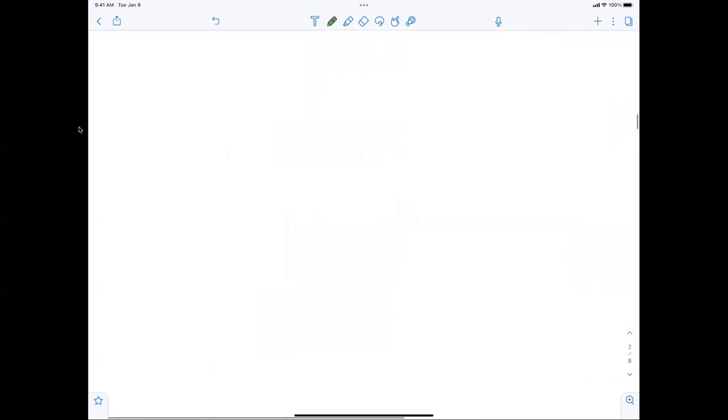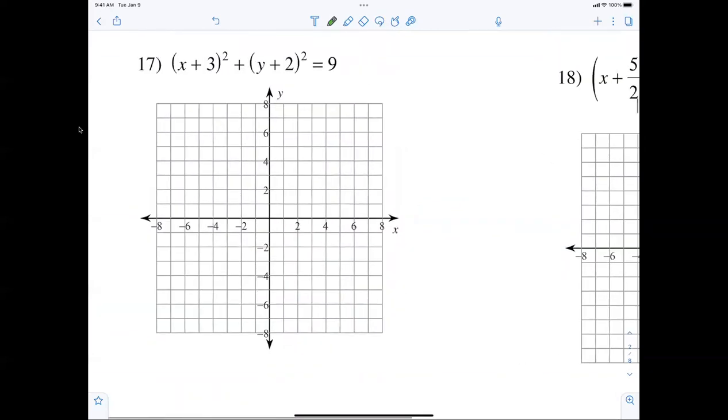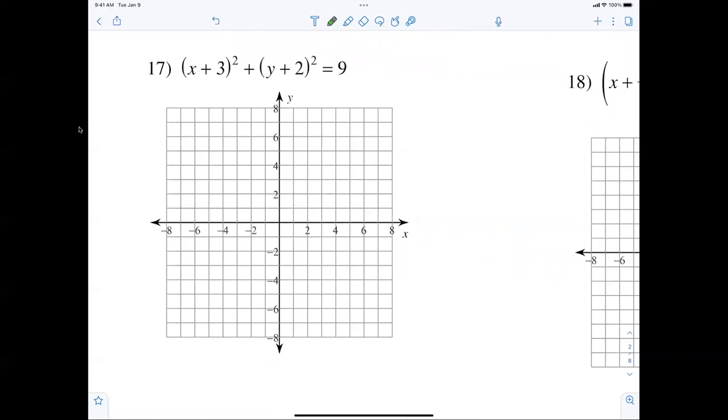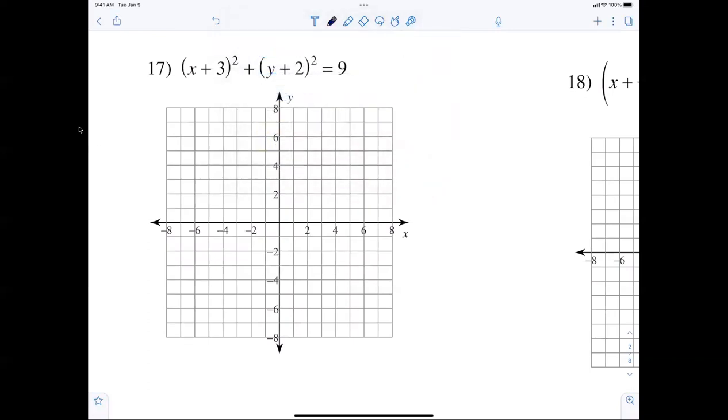17. All right, 17 should be easy. Let's just do one more. Again, what's the center? (-3, -2). And our radius is what? 3. And then draw your circle.